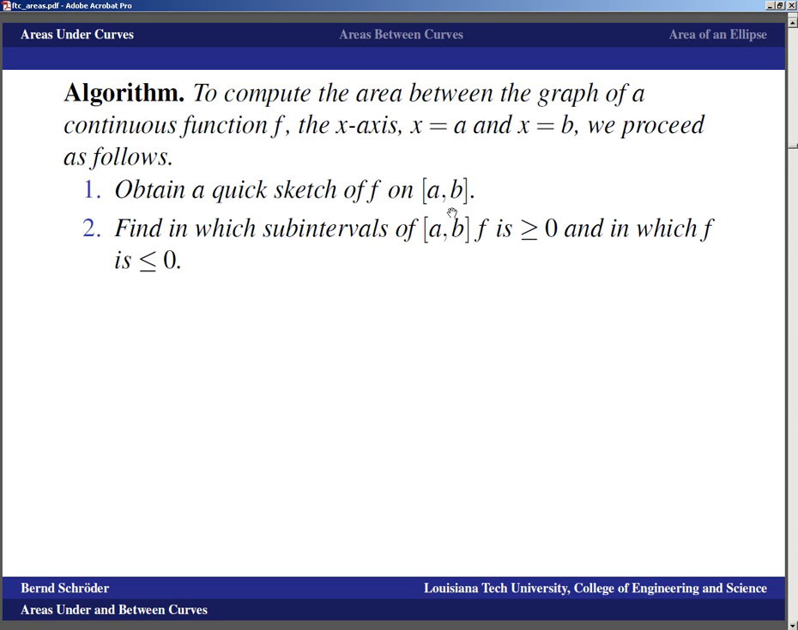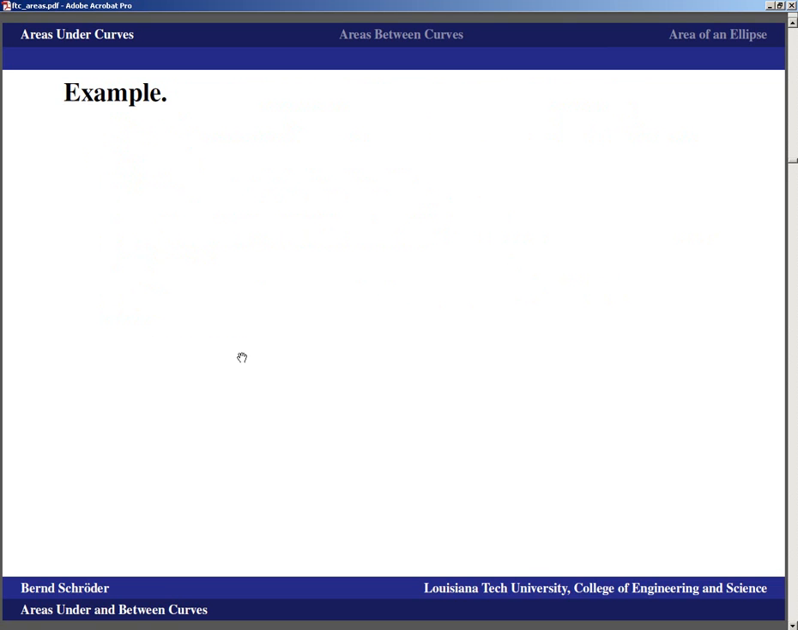We draw a quick sketch. We figure out in which subintervals of the interval a, b the function f is greater than 0, and in which intervals the function is smaller or equal than 0. And we compute the areas on those subintervals that we've just found up here. And then we add the areas, and that's it. So how does that go?